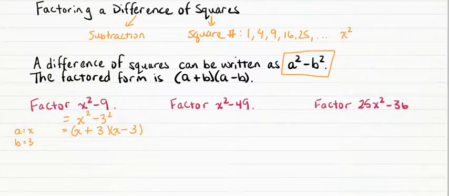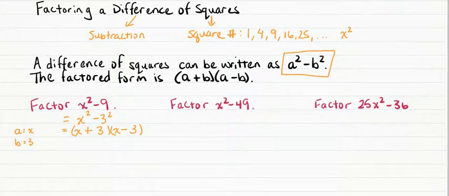Remember that we can always check a factoring question by expanding. So if I expand this, I get x times x gives me x squared. X times negative 3 is negative 3x. And 3 times x is a positive 3x. So the negative 3x and the positive 3x make 0x, which makes sense here because there's no x term that shows up in this polynomial. So 0x makes sense. And then finally, 3 times negative 3 gives us that negative 9.